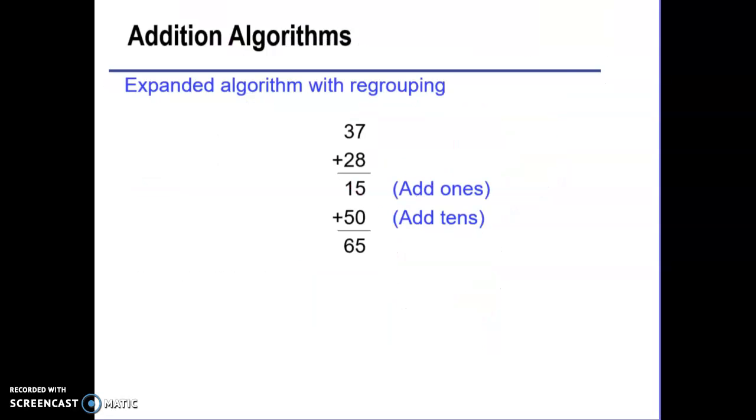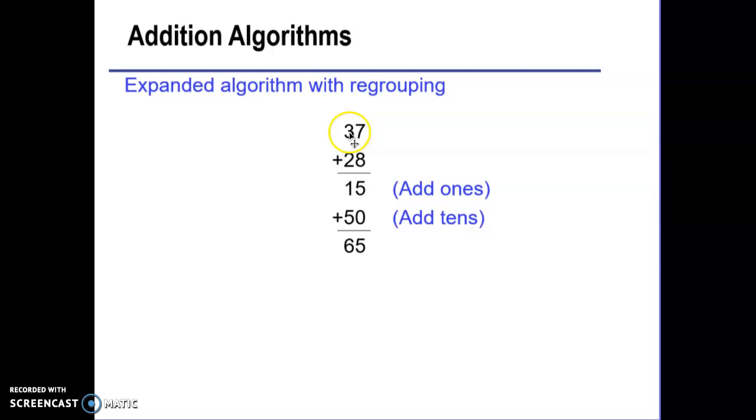Okay, let's go back to our expanded algorithm. So this time I'm going to do 37 plus 28, which is going to require some regrouping. So look what happens here. 7 plus 8 is 15. 15 I'm going to write right here, 5 in the ones place and 1 in the tens place. Even as a small child, that's probably not going to be hard for me because I've been writing the number 15 for a while. Now I'm just putting that in the context of addition.